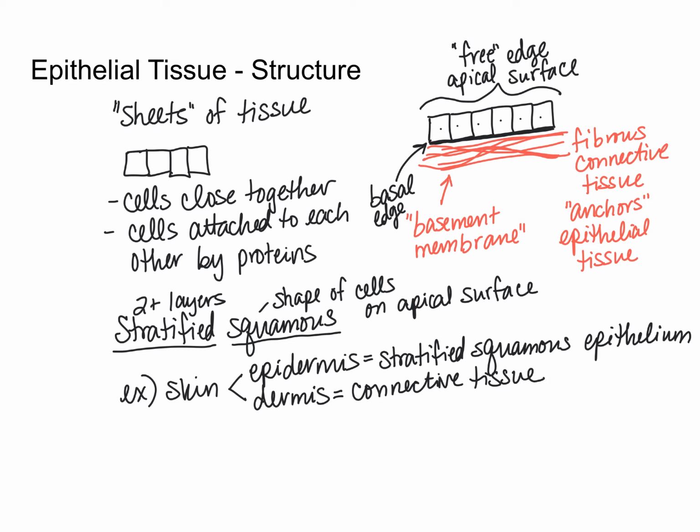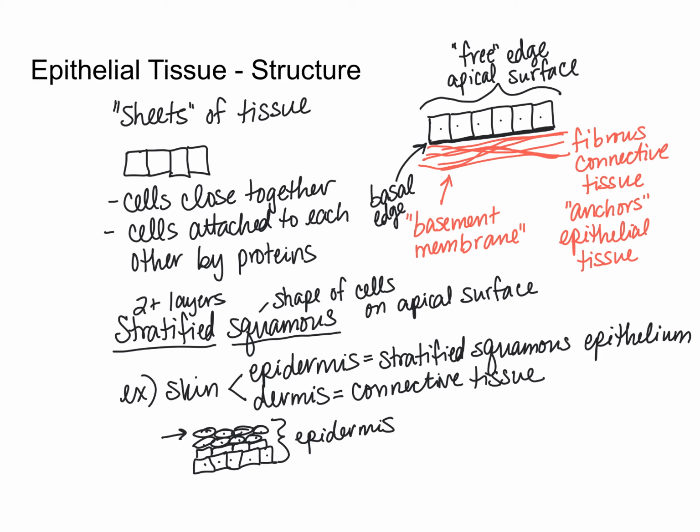So if we were to draw this, the epidermis has these cube-shaped cells at the base. And then those cells start to flatten out as they move towards that free edge or surface until we end up with several layers of these squamous cells up at the surface. So this would make up the epidermis here. So stratified means that we have 2 or more layers of cells. The squamous has to do with the shape of the cells that are on the free edge.